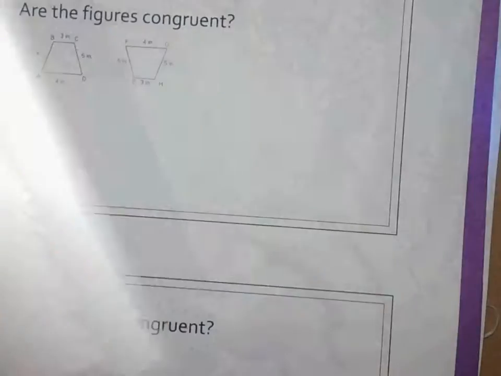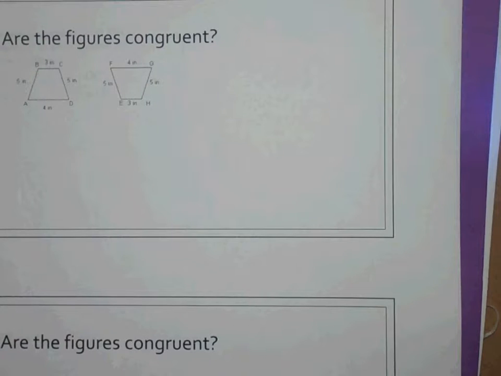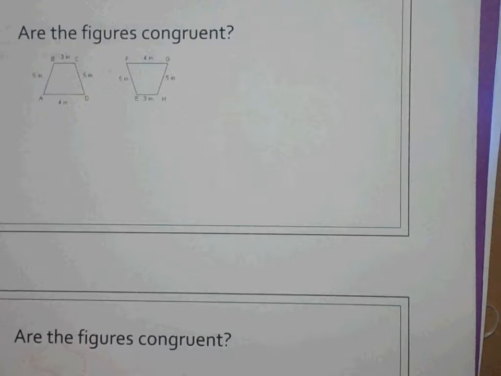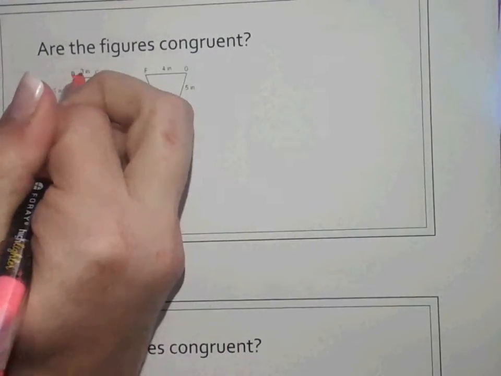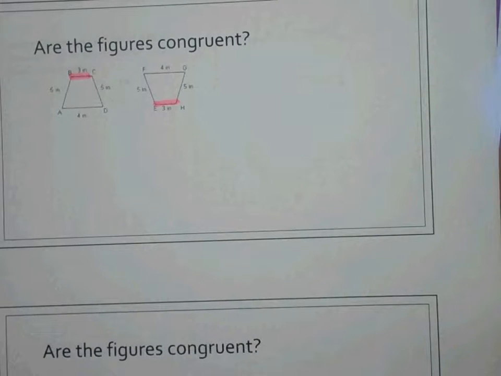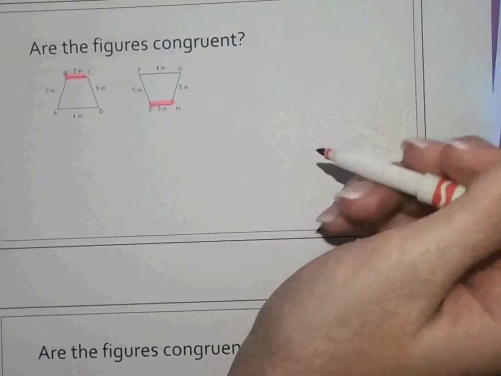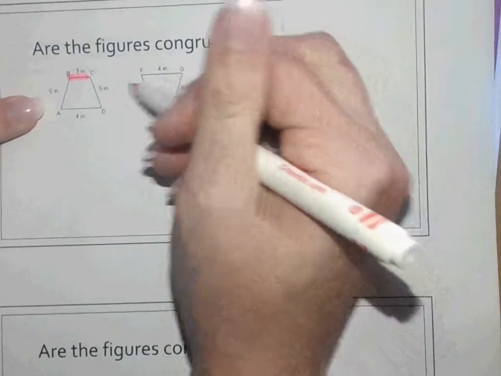Okay, so let's look at our next one. Are these figures congruent? The way we figure out if they're congruent is we have to look at the matching sides and see if they have the same measures. So I can tell right here that this 3-inch would match up with this 3-inch. Well, those are the same. So we're on a good path. We've just got to keep going to see if it is in fact congruent.